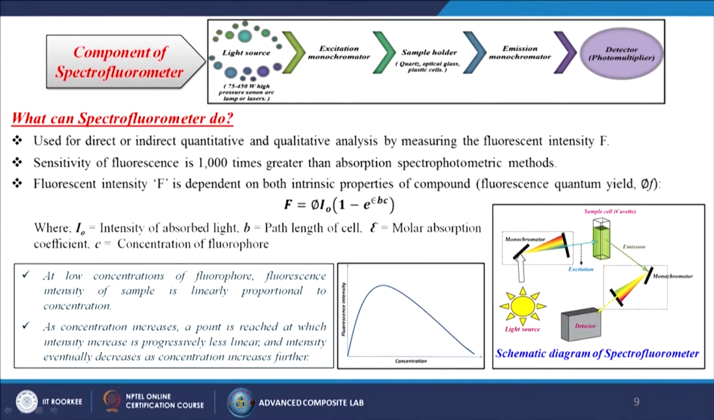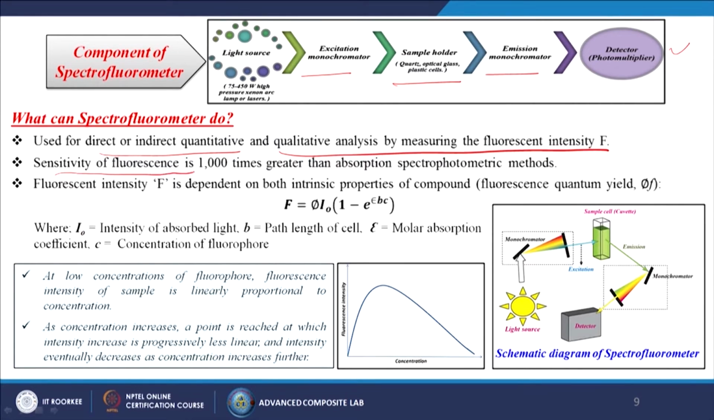What are the components of a spectrofluorometer? Light source. Generally it is a 75 to 450 watt high pressure xenon arc lamp or maybe lasers, then excitation monochromator, then sample holder, which may be made of quartz, optical glass or plastic cells, then emission monochromator, and last we have the detector or the photomultiplier. What can a spectrofluorometer do? Used for direct or indirect quantitative and qualitative analysis by measuring the fluorescent intensity F.